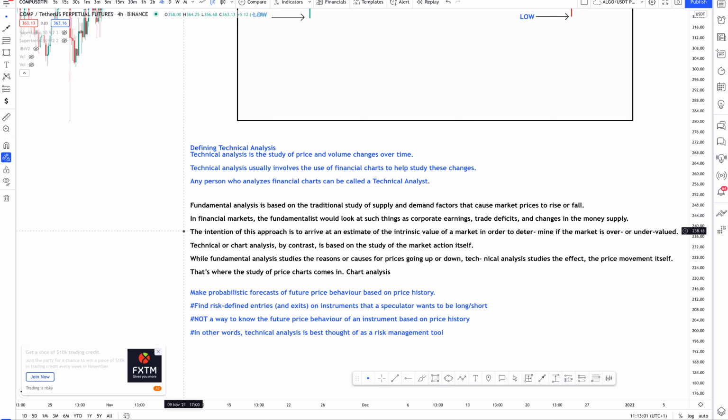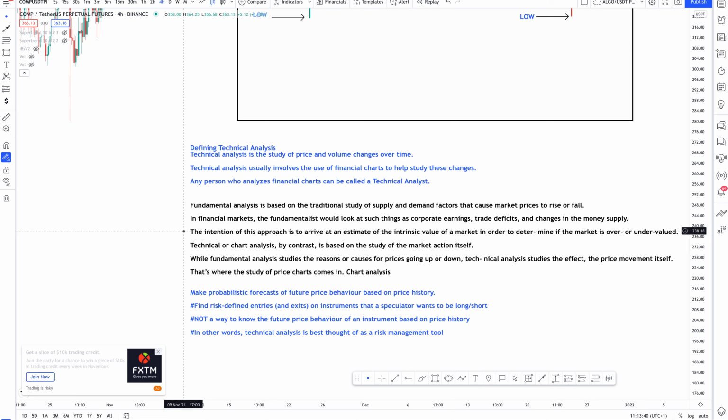Fundamental analysis is based on the traditional study of supply and demand factors that cause market prices to rise or fall. Now, these supply and demand factors could vary from market to market. In the crypto market, it could be about the project, the team behind the project, and all of that. There are several factors to check when it comes to fundamental analysis, right?